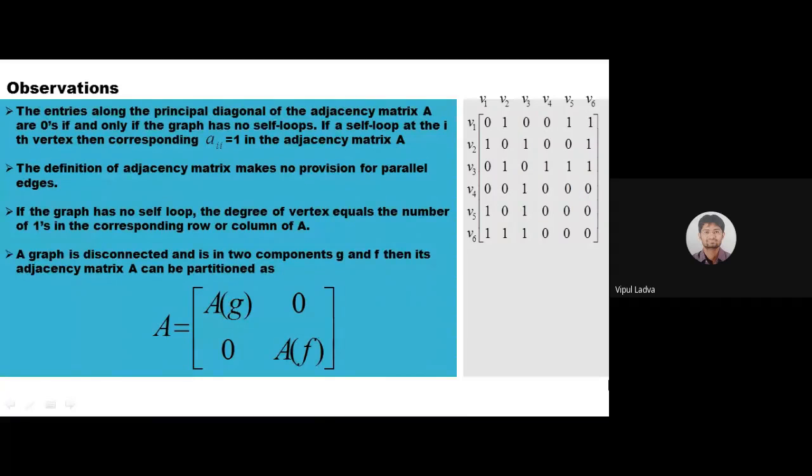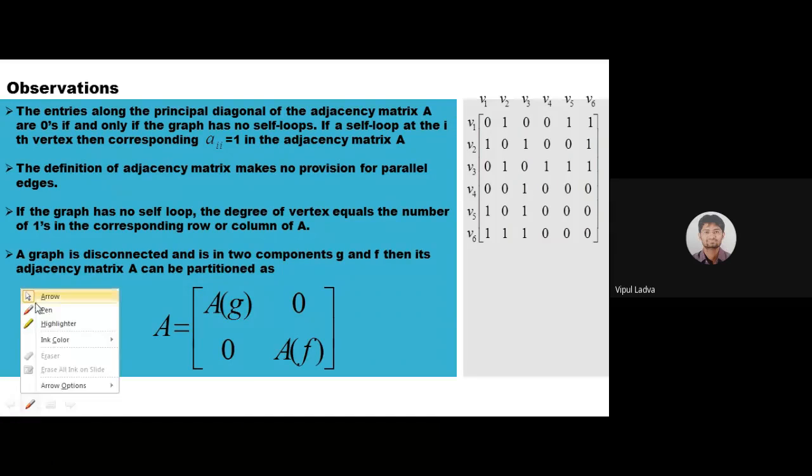The entries along the principal diagonal of the adjacency matrix are always 0, if and only if the graph has no self-loop. The entries over the principal diagonal will have 1 if and only if that particular graph is having a kind of self-loop over any of the vertices, is it? If each of the vertices is having a self-loop, then surely all the entries over the principal diagonal will be 1, is it?